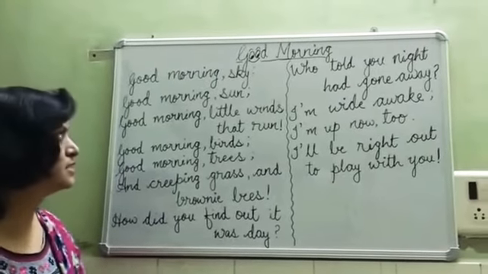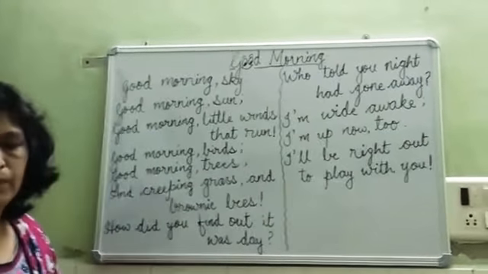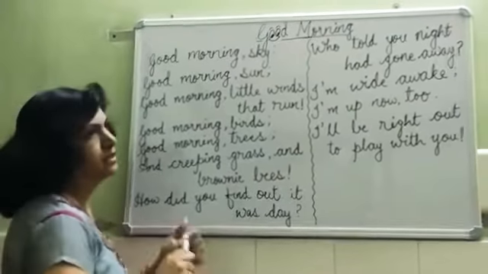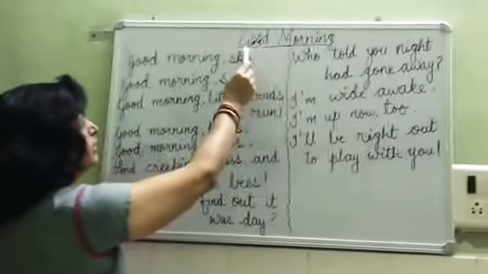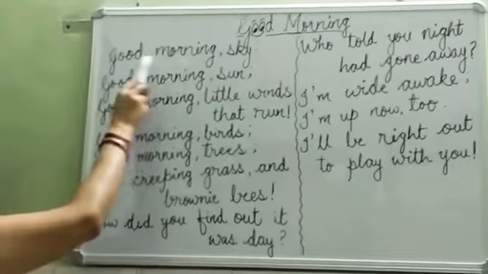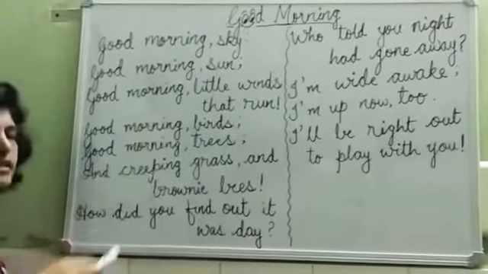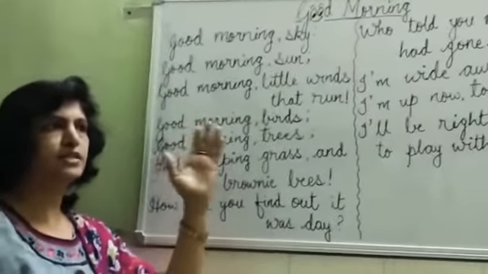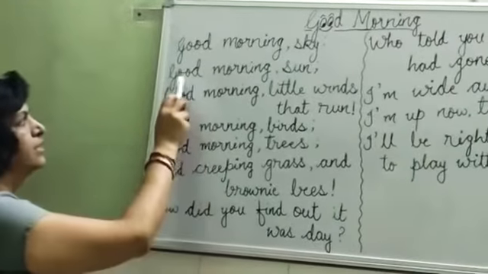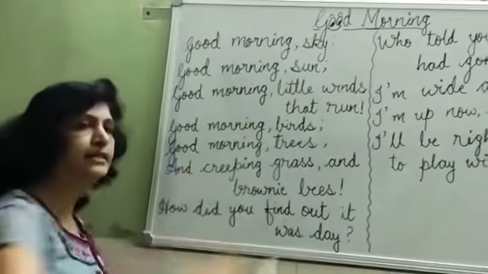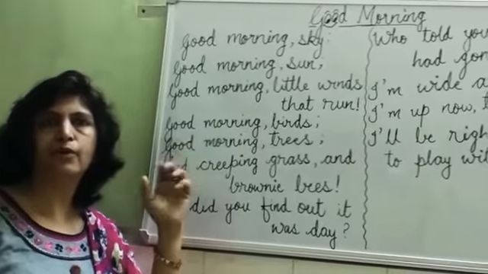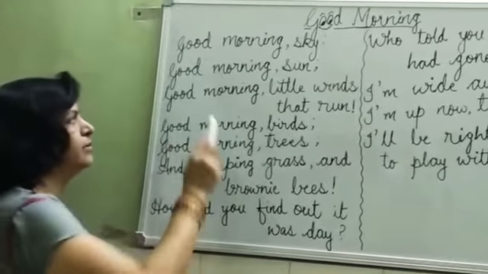So now let us just have a look at the poem. Let us read the poem now. Here, the title of the poem is Good Morning. So let us read. Good morning sky. So here the little girl is saying good morning to the sky. वो आसमान को, खुले आसमान को good morning बोल रही है. Good morning sun. And then she says good morning to the sun which is shining brightly in the morning. सूरज को वो good morning बोल रही है.